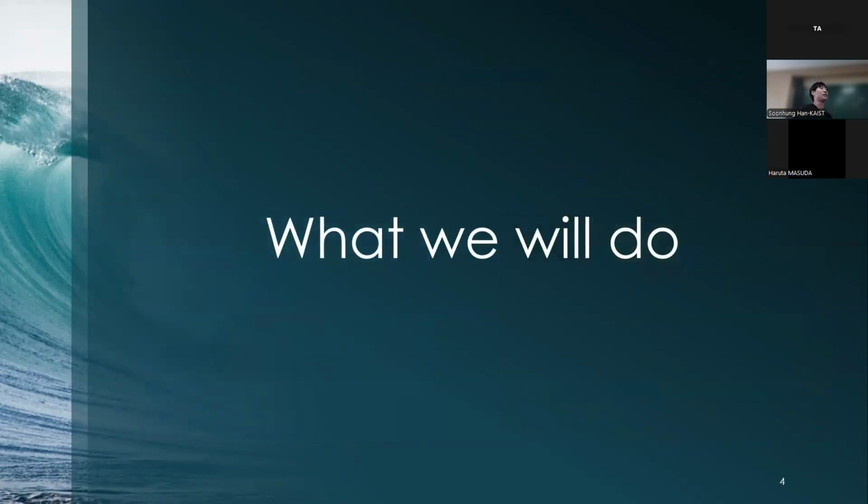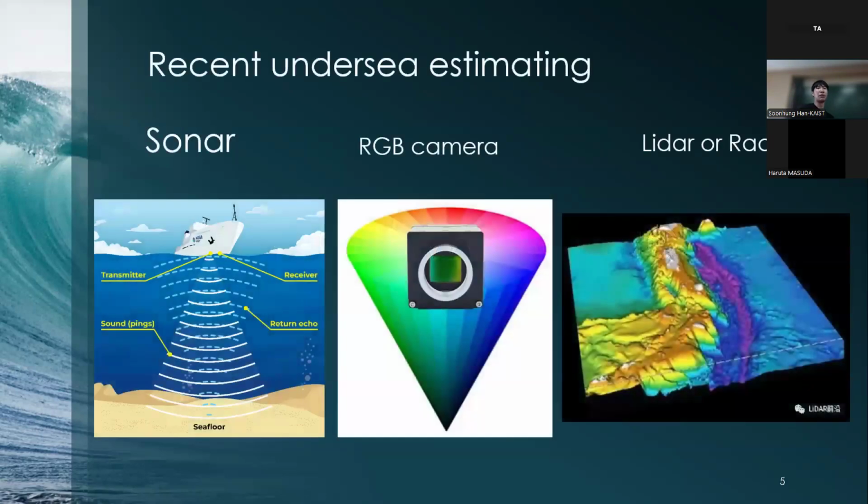So what we will do is try to use a robot to explore very small and narrow places, but we cannot develop the robot now. So we try to make an algorithm to reduce the cost and make the robot cheaper. For recent undersea estimating, we use sonar, RGB camera, LiDAR or radar, but we try to use an RGB camera.